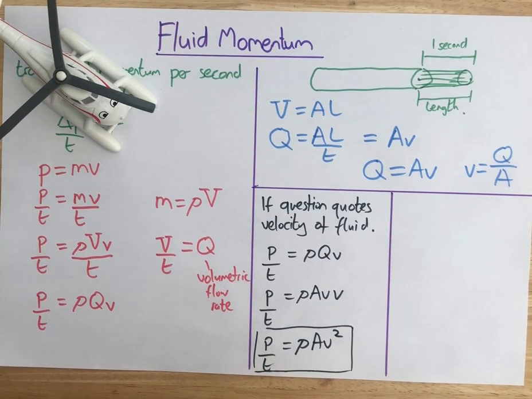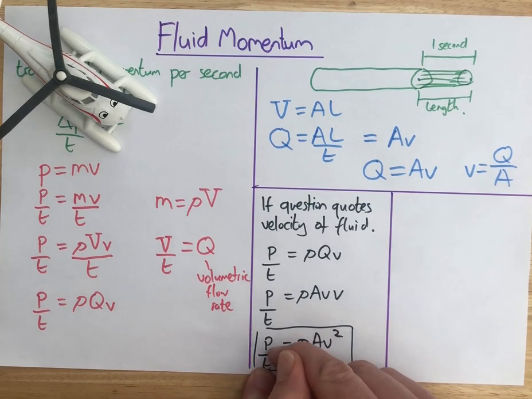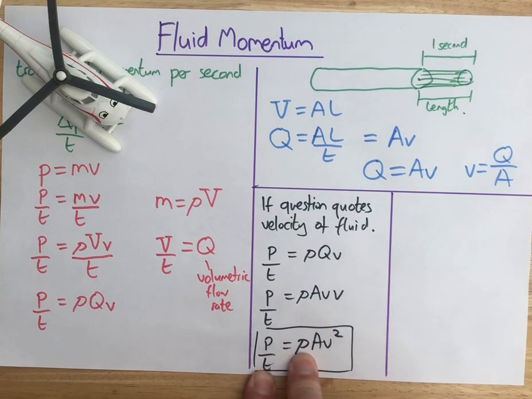Not on the form sheet, something you might want to learn. So remember the force on a surface from this, that's what that is. Transfer of momentum per second is density multiplied by cross-sectional area multiplied by the velocity of the fluid squared.